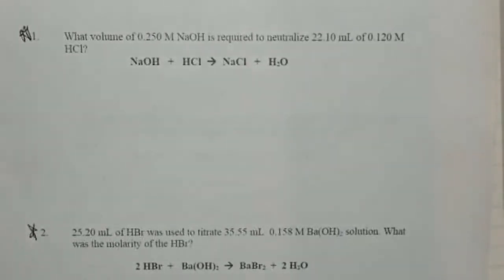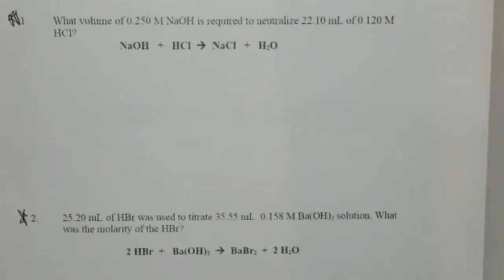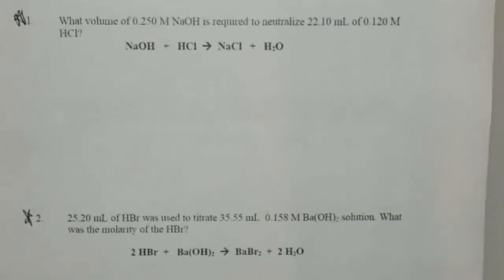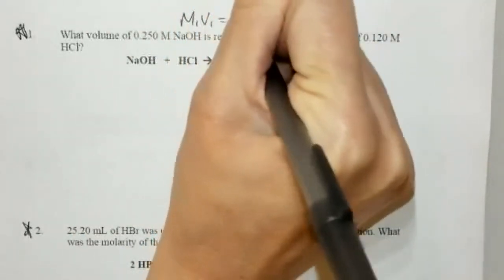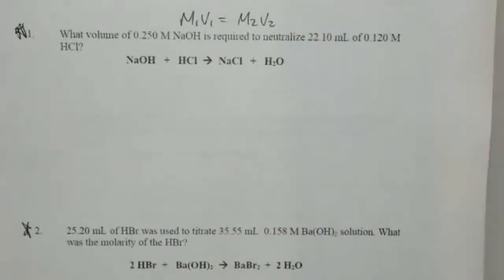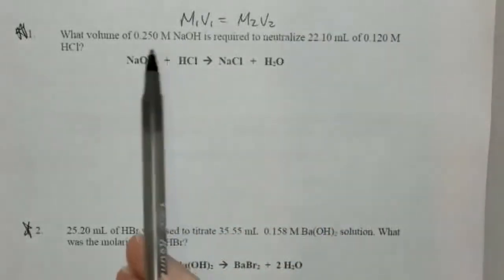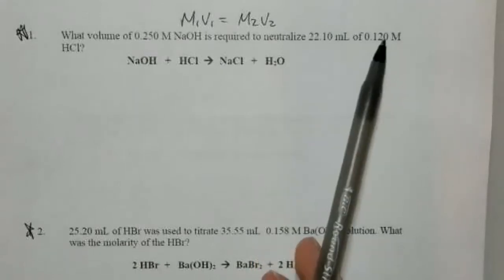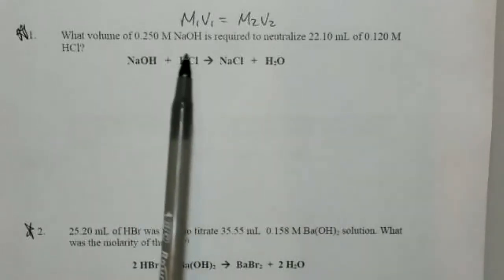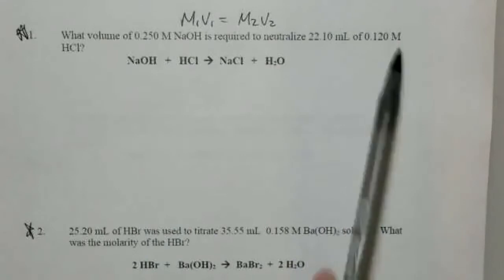All right, so the first one says, what volume of a 0.250 molar sodium hydroxide is needed to neutralize 22.10 milliliters of a 0.120 molar HCl? So this is the question where a lot of students would want to use M1 V1 equals M2 V2 because it looks like it would just be perfect, right? I've got a molarity, I've got a volume and a molarity, and I need a volume. So doesn't that look like M1 V1 and then V2 M2?